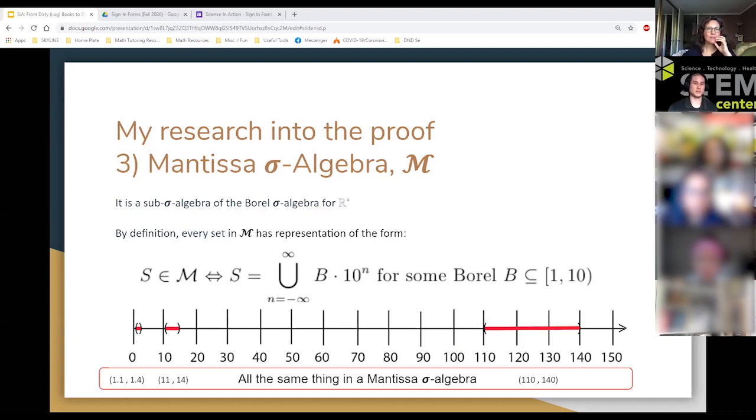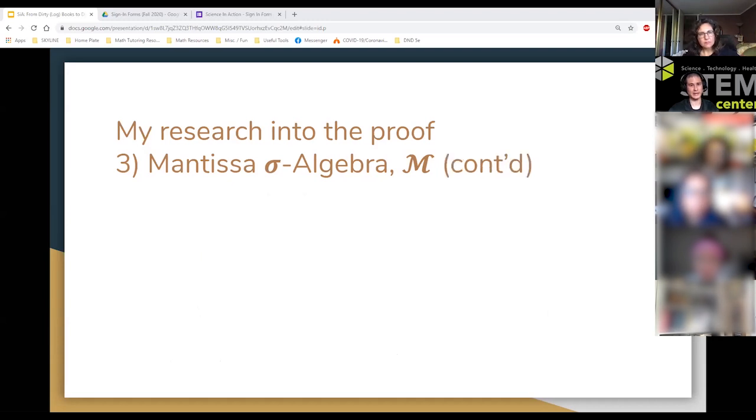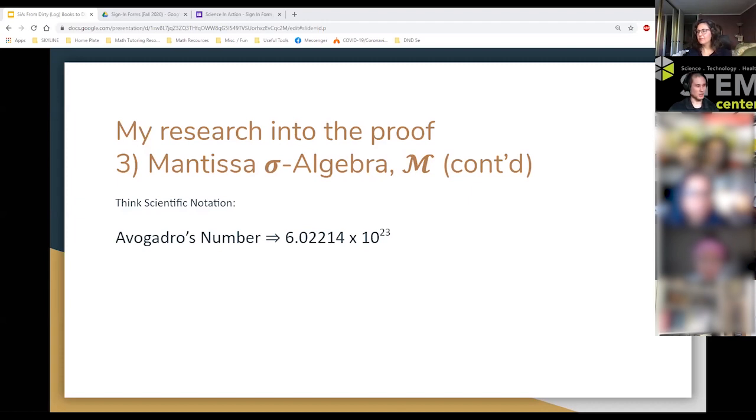And now this is great for us because this allows the analysis to be focused on those first digit frequencies, right? Mantissa sigma algebra, this is a lot of heavy jargon. I want you guys to think about scientific notation in this context here. I want to use Avogadro's number as an example, right? We would define, like, we call the mantissa the decimal expansion part in this scientific notation.